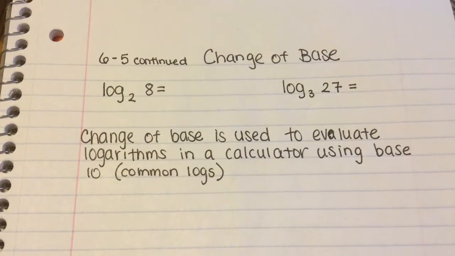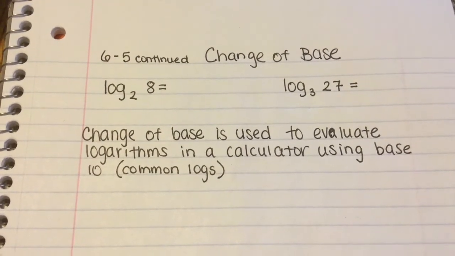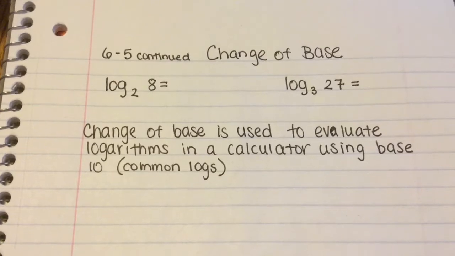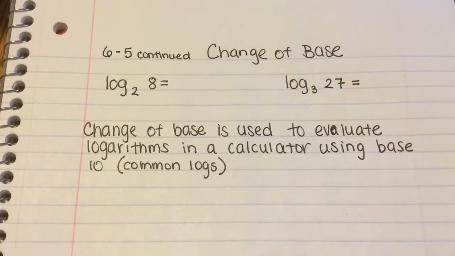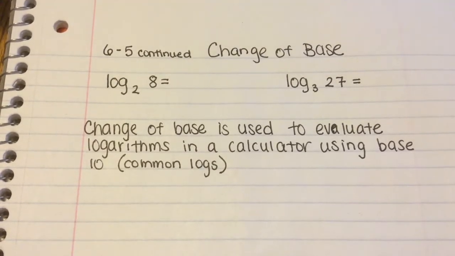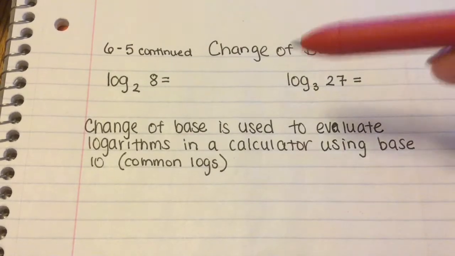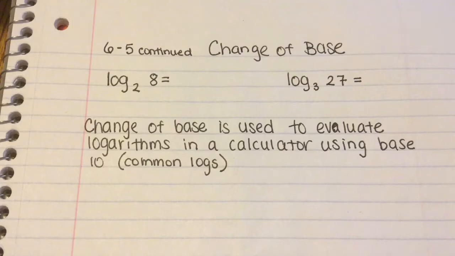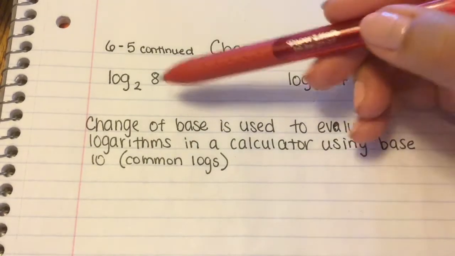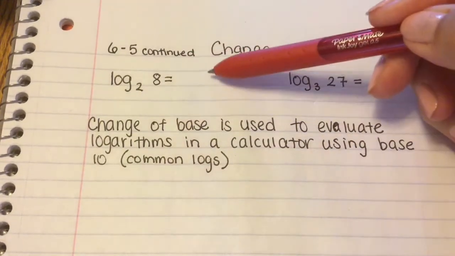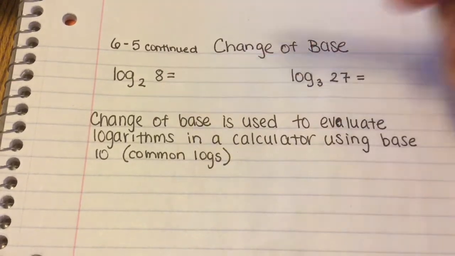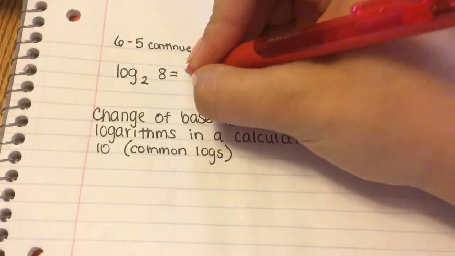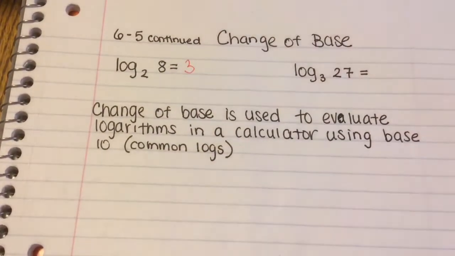All right, guys, today we're going to be talking about the change of base formula. And the change of base is used to evaluate logarithms that we can't do in our head. So, for example, these two we can do just by thinking about this in exponential form. Remember, I had asked myself, 2 to what power is 8? Since 2 to the third power is 8, I can evaluate this logarithm in my head.